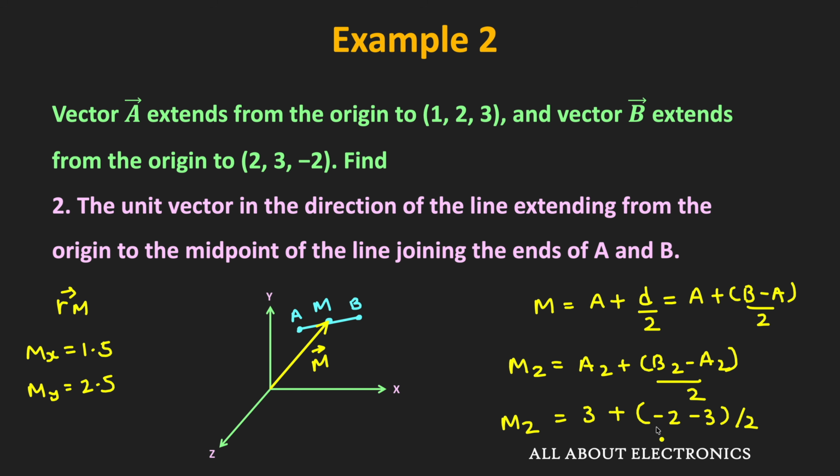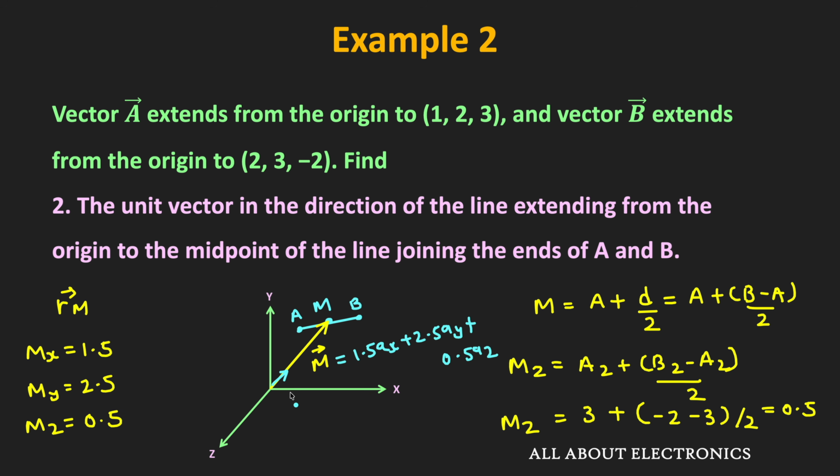That means here, this minus 2 minus 3 is equal to minus 5 and minus 5 divided by 2 is equal to minus 2.5. That means this mz is equal to 3 minus 2.5, that is equal to 0.5. So in this way, we got all the 3 coordinates of this M point. And from this, we can say that this vector M is equal to 1.5 ax plus 2.5 ay plus 0.5 az. And now, we need to find the unit vector in this direction.